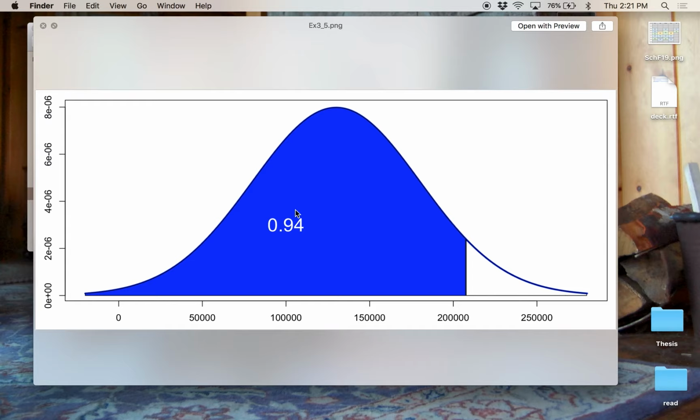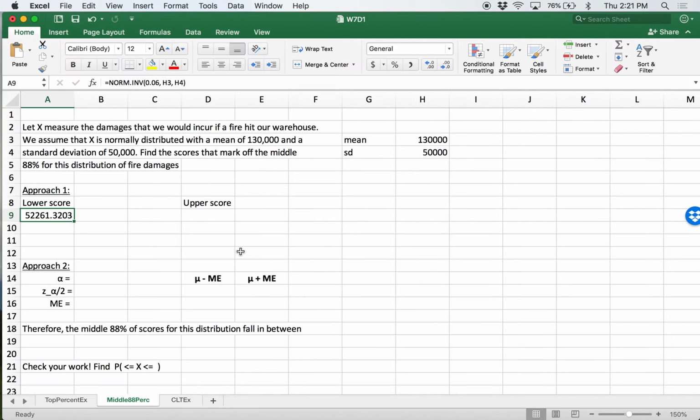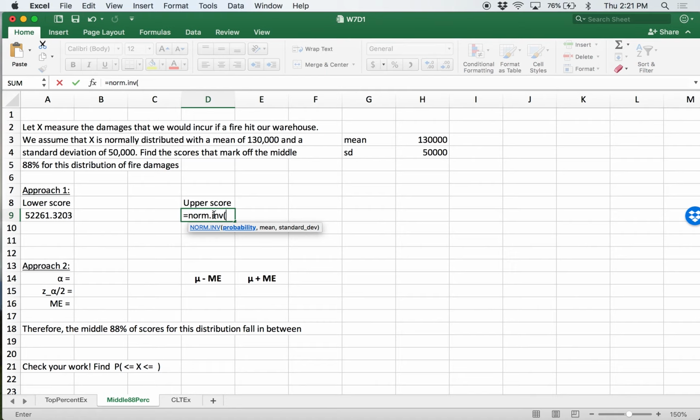And so what we're going to do is just use a norm.inverse, but using this percentage, the 0.94, inside of our input. So this would be norm.inverse. Our probability is going to be 0.94. We put our mean, which we're just going to cell reference, and it gives us our upper score.